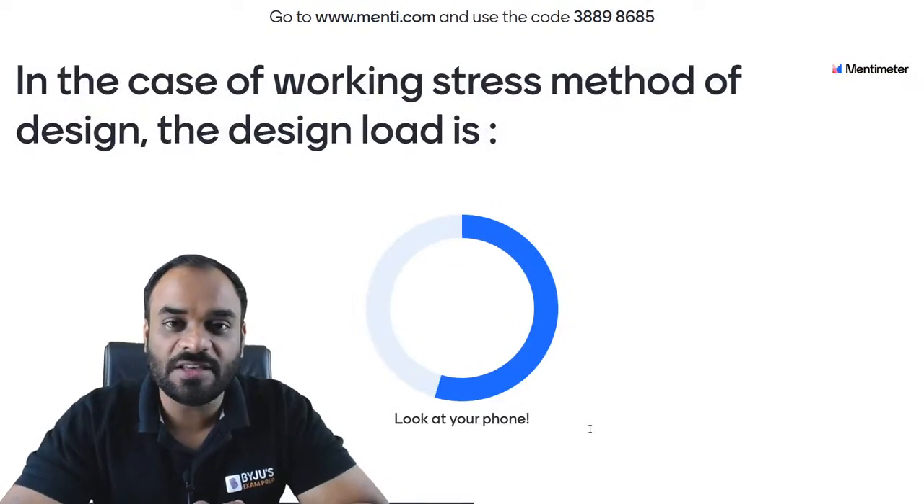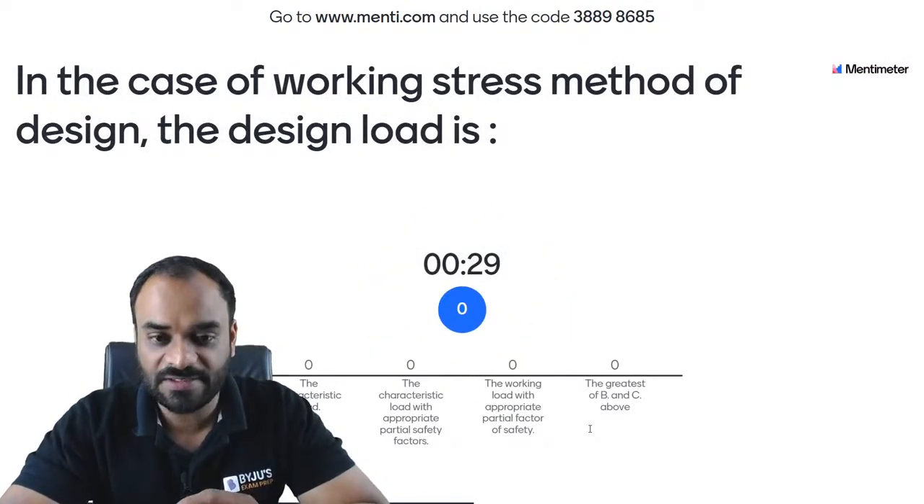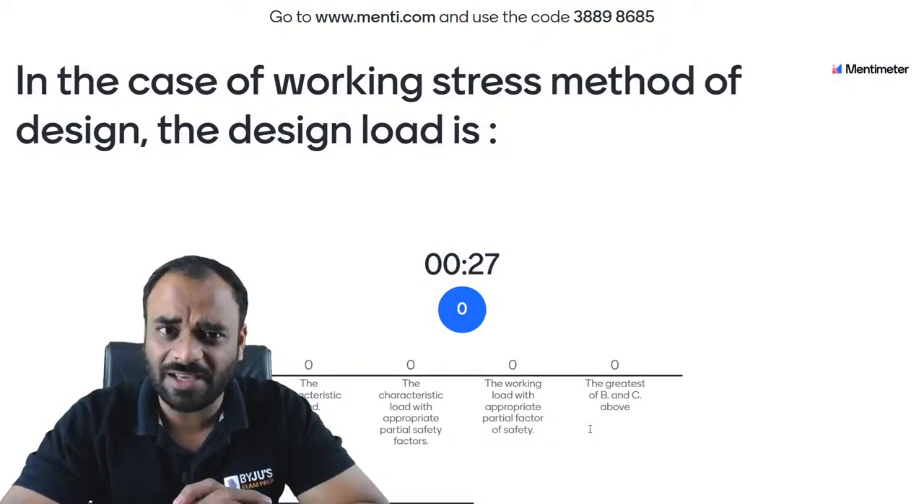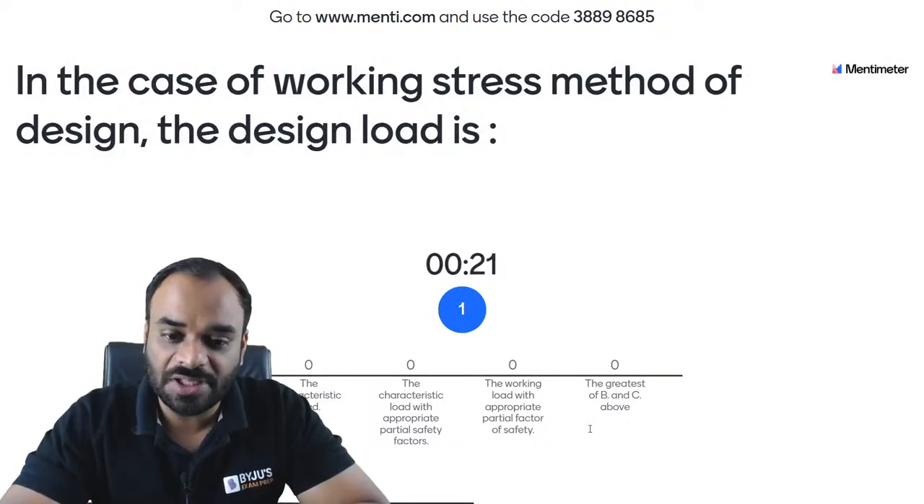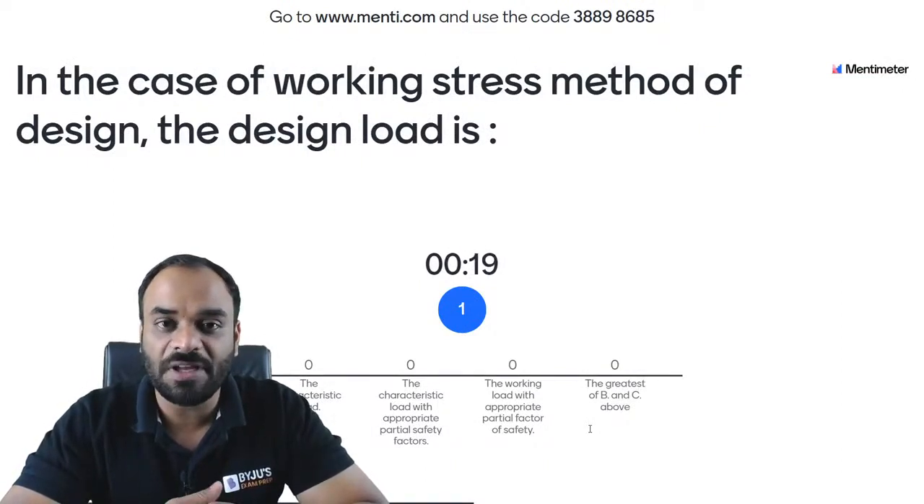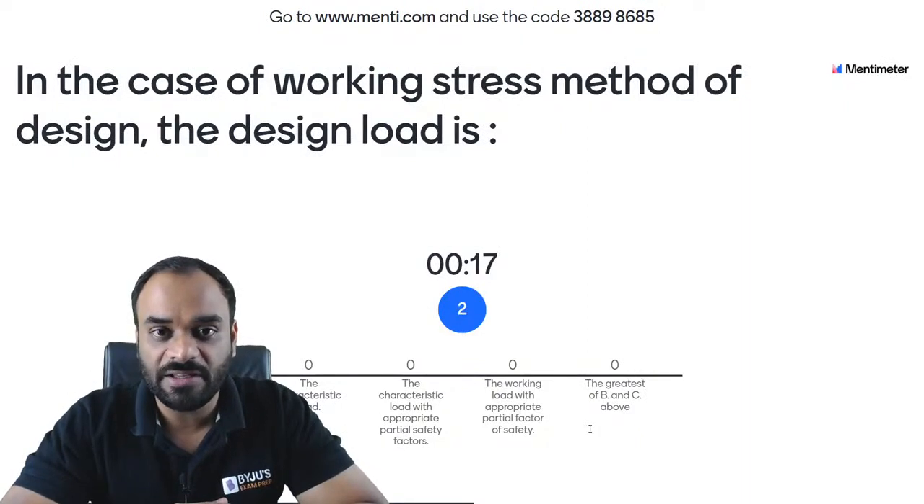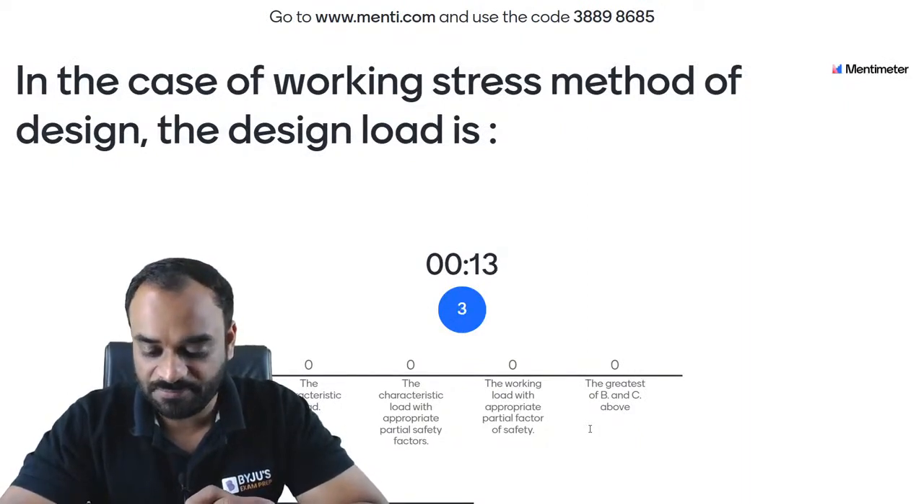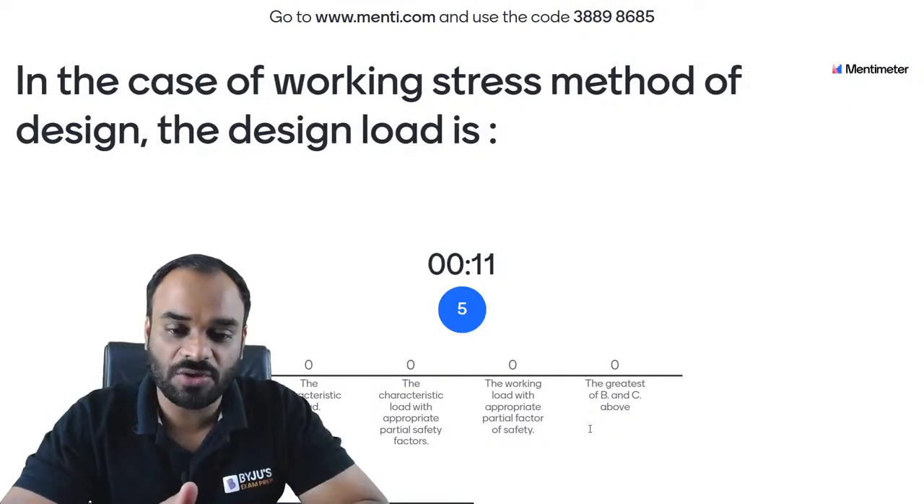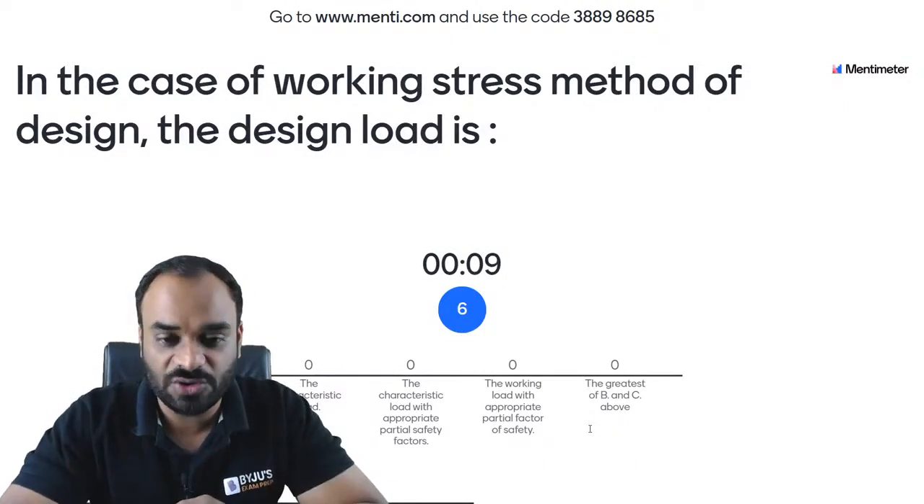In case of working stress method of design, the design load is what? The characteristic load. The characteristic load with appropriate partial safety factor. The working load with appropriate partial factor of safety. D, the greatest of B and C above. That means the greater value of option number 2 and option number 3.